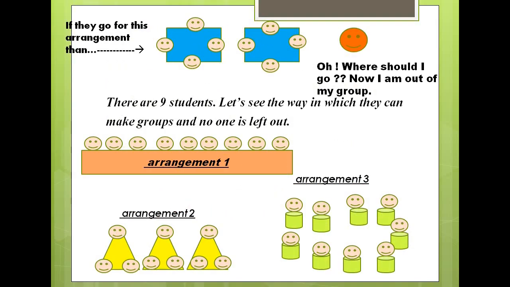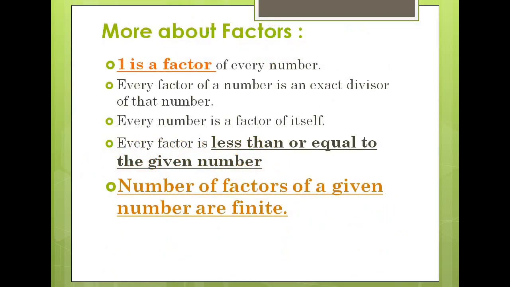You are not left out with anything. When you divide 9 by 3, there are 3 groups. Nobody is left out. So exactly divisible. And 9 divided by 1, 9 groups were forming, but nothing was left out. So the second condition, that every factor of a number is an exact divisor of that number, is again coming out to be true. Now a very important point, that every number is a factor of itself, isn't it?